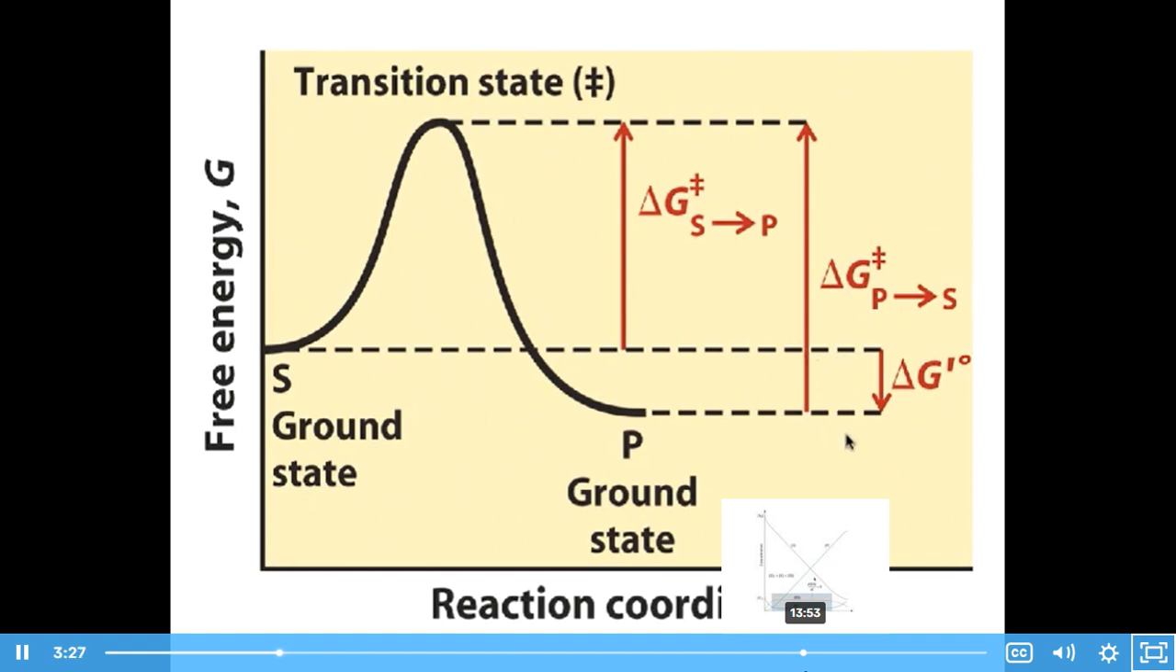The equilibrium, of course, will be determined by delta G. In this case, delta G not prime, the way they've written it here. I guess if everything is 1 molar, that would be the case.